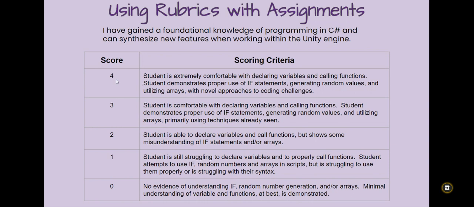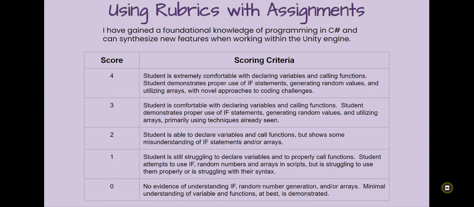So a top score of a 4 means the student has demonstrated they're extremely comfortable with variables and functions, and that they're using proper use of if statements, random number variables, and utilizing arrays. And ideally, because that's very similar to number 3, on a level 4, students are using novel approaches to the coding challenges. So they're actually using their own thought process and debugging skills to come up with an approach to solving the problem that may not be the way that was taught in class. Right? So they're synthesizing new approaches out of the stuff that they've learned. That's like a 4. That's like the top of the tier.